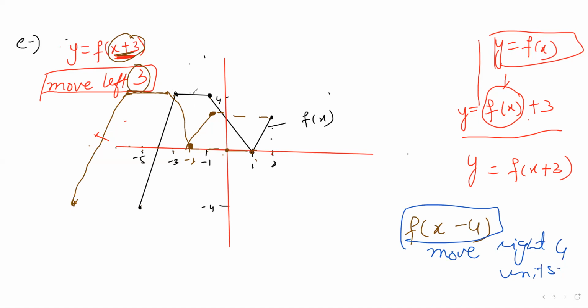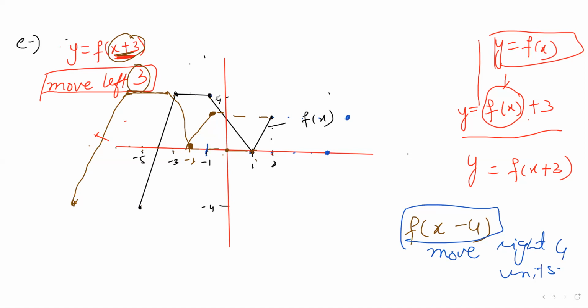Black one is the original one. So it was 2. It's going to be 3, 4, 5, 6, 4 units here. If y is equal to f of x plus or minus k, so it will be plus means move left. It's 4. Okay, listen.